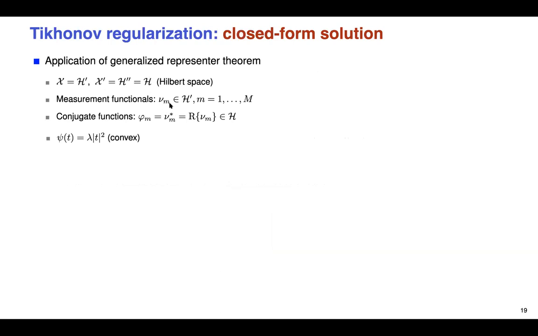So now if you go back to the theorem, it's like before. We have measurement functionals. There's just one constraint: they should be in the dual of the Hilbert space. Then, in fact, we define those phi m as being now the conjugate of those. And every one has a unique conjugate. The psi here is now this convex function. And then we know from the theorem that the solution should just be in the linear span of the phi m's. Now here, the phi m's are just the Riesz map of the measurement functions.